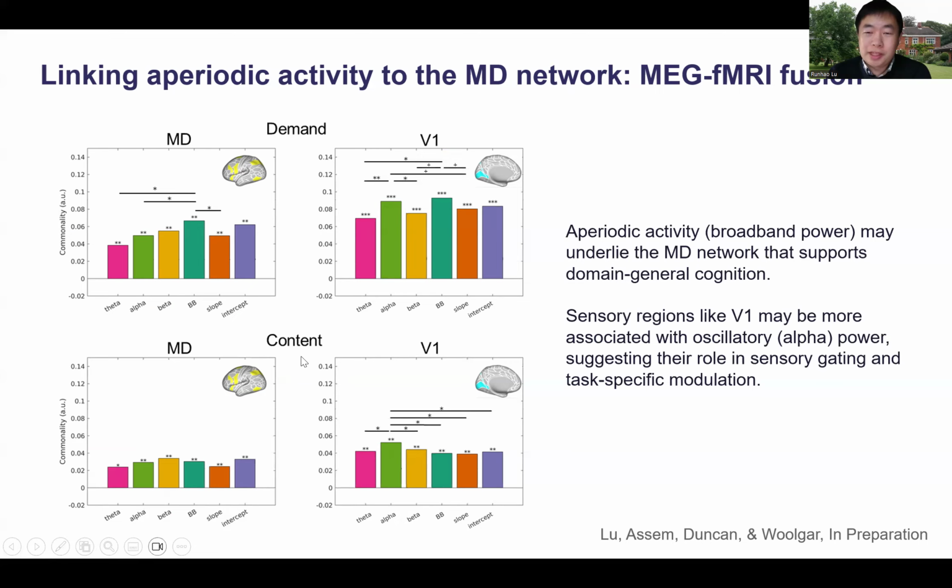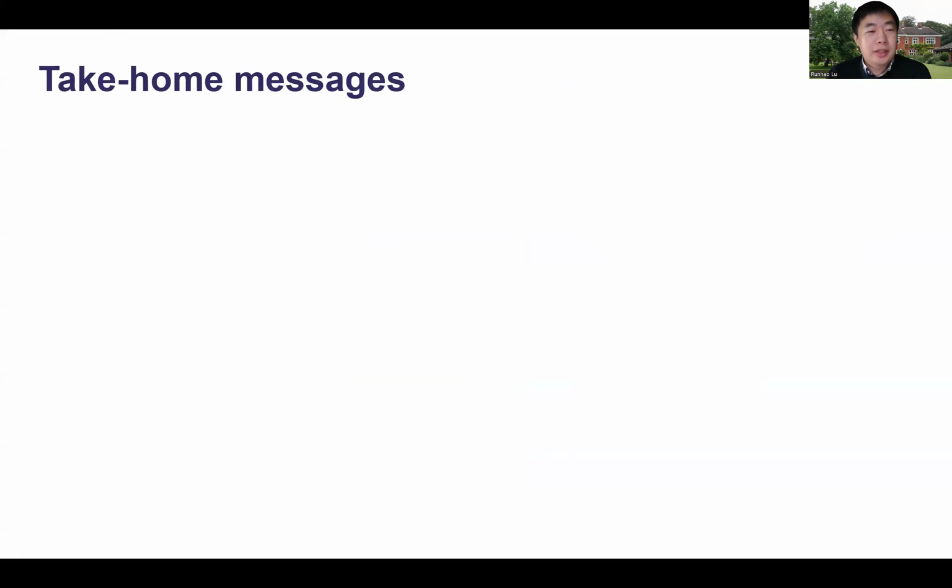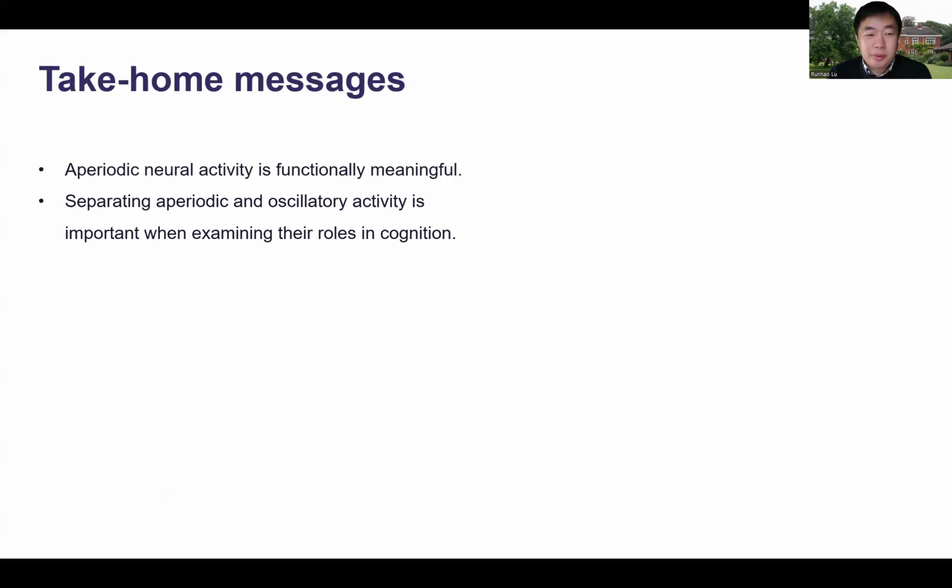So in general, we found aperiodic activity, especially the broadband power, may underlie the MD network that supports domain general cognition, which is consistent with our MEG results. But sensory regions like V1 may be more associated with oscillatory power like alpha, suggesting their role in sensory gating and task-specific modulations. The take-home message: aperiodic neural activity is functionally meaningful, and it is important to separate aperiodic and oscillatory activity when examining their roles in cognition.